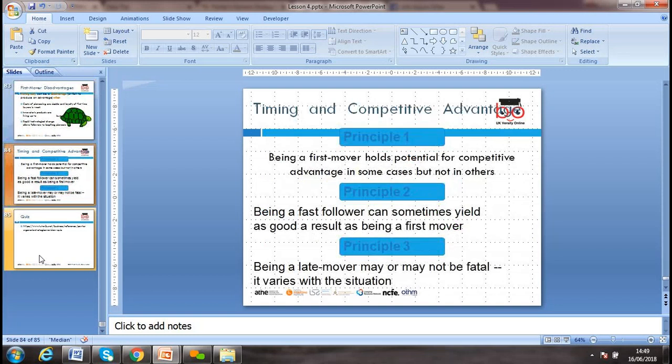Timing and competitive advantage. In principle, being the first mover holds the potential for competitive advantage in some cases, but not in others. Being a fast follower can sometimes yield results as good as being first mover, and being a late mover may or may not be fatal. It varies with the situation. So these are timing and competitive advantage: you can be the first mover, then a fast follower, and third, you may be the last mover.